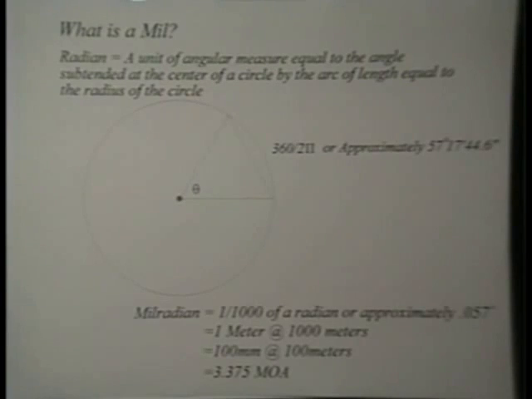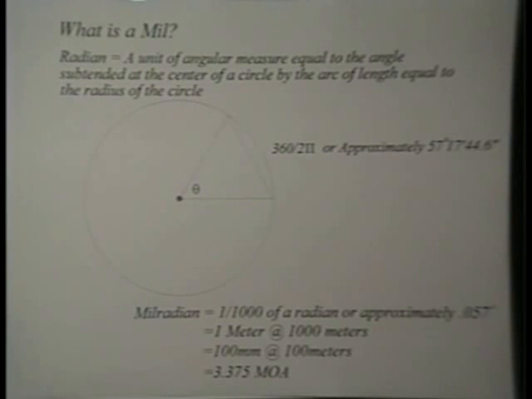So 57 degrees approximately is a radian. So a milliradian is 1/1000th of that, 0.057 degrees. What I'm looking at is 1/1000th of a radian, approximately 0.057 degrees.